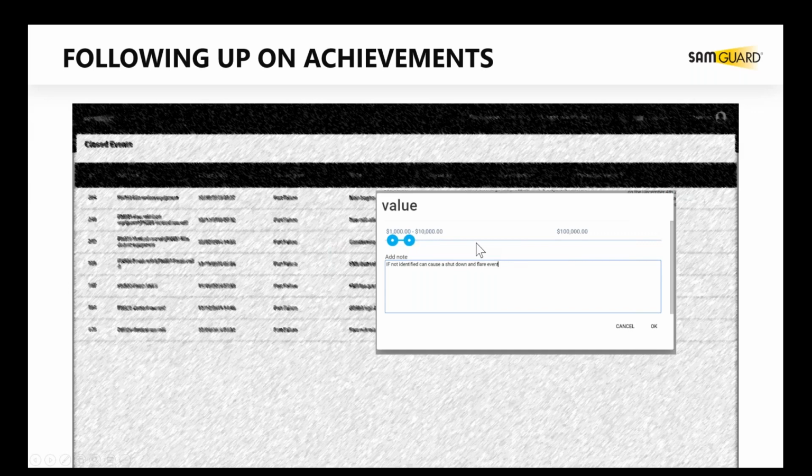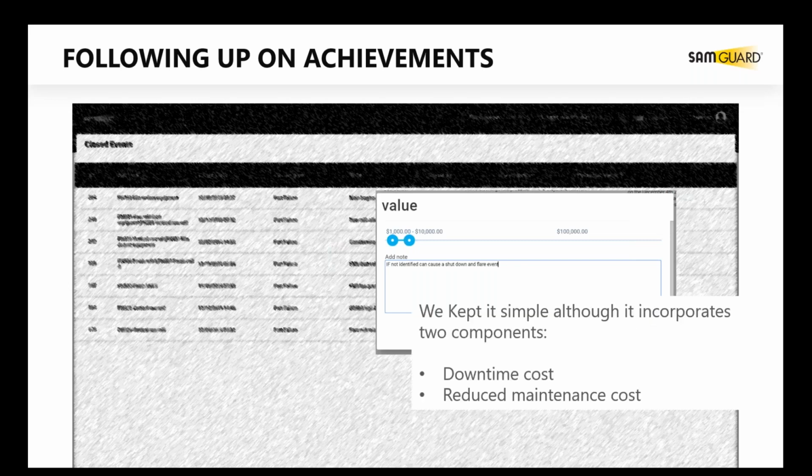Okay, and for each alert from the types which are meaningful, the user is adding the range of value: best case scenario, worst case scenario, and all these inputs are actually aggregated. Now, keep in mind that when you do this range, we actually incorporate two components. One is the downtime cost, which is clear. If this would break completely without an alert, we'll have one day of stoppage.